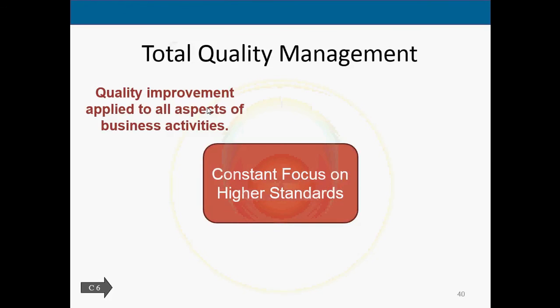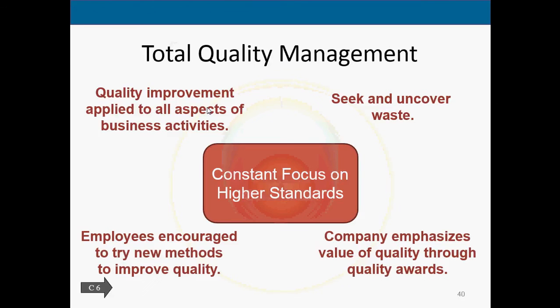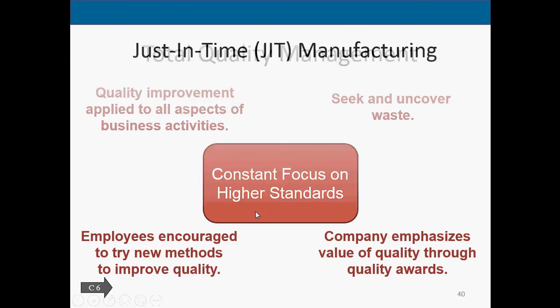Let's just move over to total quality management real quick. Total quality management is going to say that we're going to apply this quality improvement plan to all aspects of business activities. And that makes sense, such as encouraging employees to try new methods. Don't just leave it on top management, because they'll never get anything done. Seek and uncover waste, emphasize value of quality through quality awards. It really is a constant focus on higher standards in totality for the entire company.